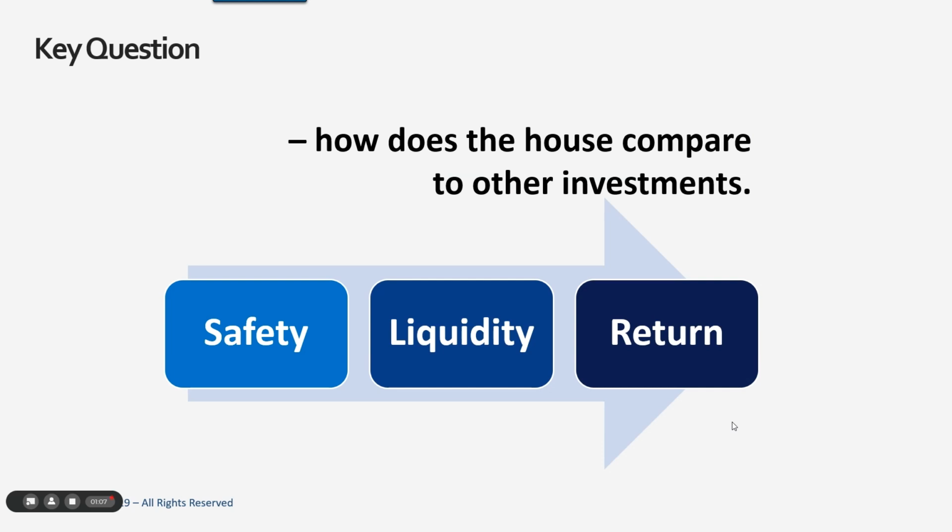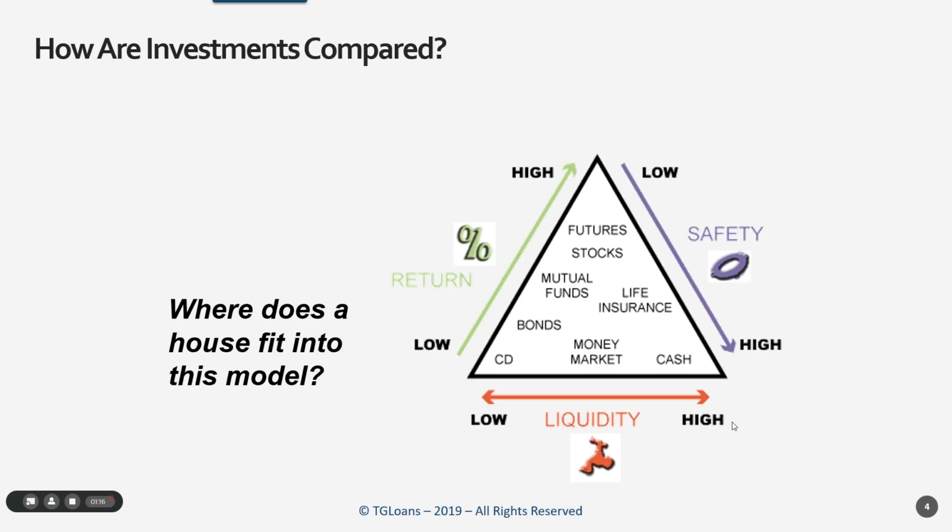It doesn't really matter what you're investing in, whether it's soybeans, gold, real estate, oil, the stock market, or bonds: safety, liquidity, and rate of return. So where does the house fit into this model? You have rate of return, from low to high, safety, from low to high, and liquidity, from low to high.